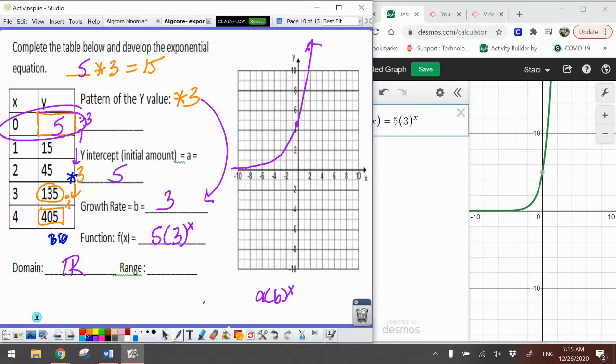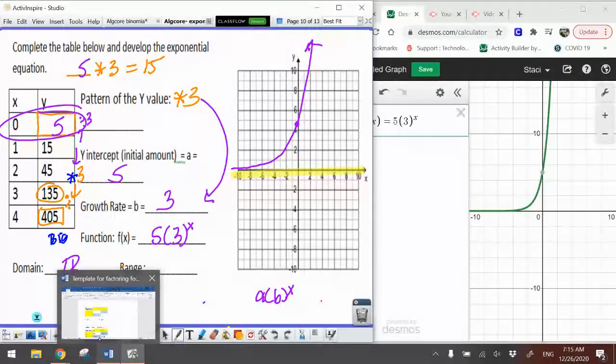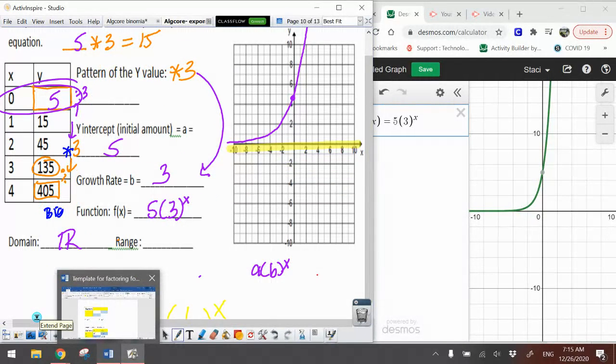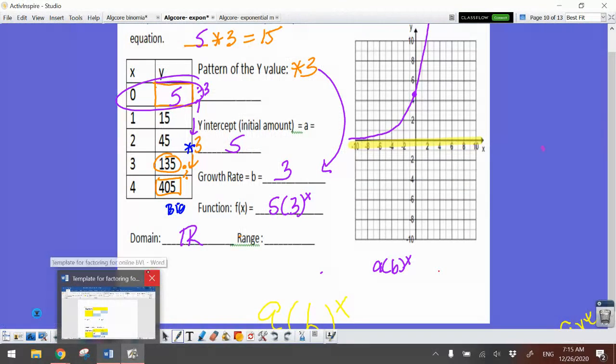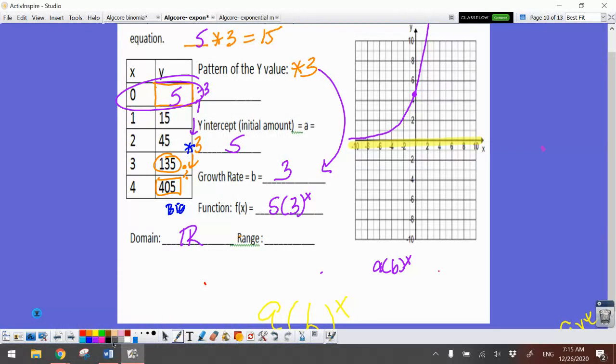So what do you think our range is? Well, here's my tail. Am I above 0 or am I below 0? Yeah, I'm above 0, so I've got real numbers greater than 0.